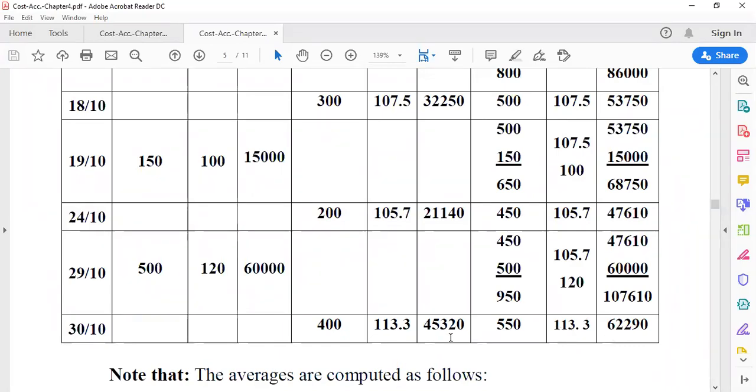Okay, when I issue something, which price will I issue with? The last average price, not the new price. In the row of 29 October, right? Yes, actually I need to issue 400 units. So it will be multiplied by the last average price, which is 113.3, to get our new balances. Okay, what's our new balance? I issue 400, so our new balance is 950 minus 400 to get 550.